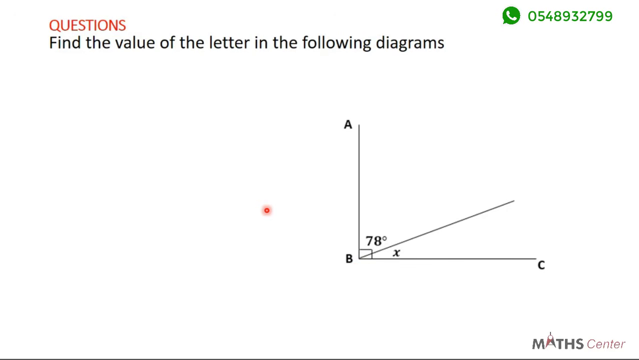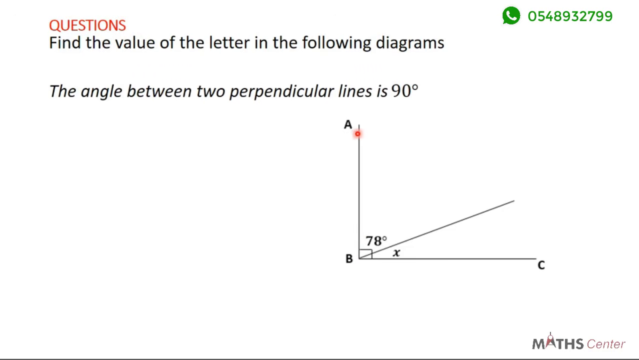So whenever the question is given to you, you look at the diagram very carefully, then you look at the property that will help you to solve the question that has been given to you. Okay, so here, the angle formed between line AB and line BC, which is angle ABC, is 90 degrees. So we see that line AB and line BC are perpendicular lines, and we know that the angle formed between two perpendicular lines is 90 degrees.